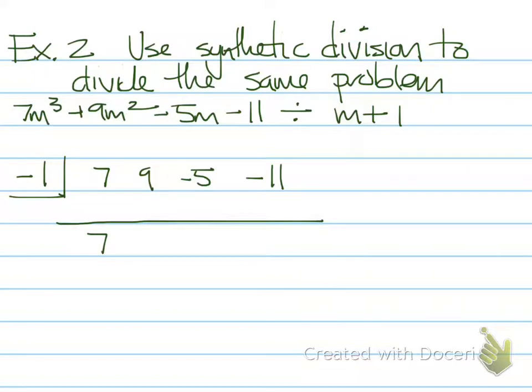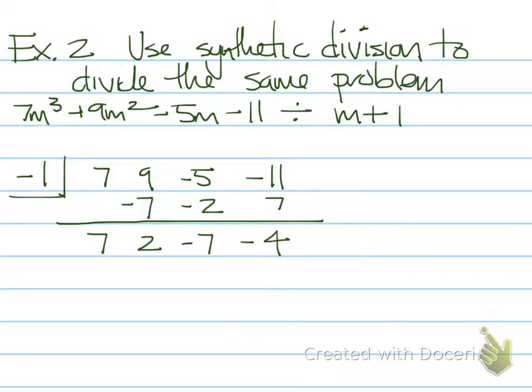Negative 1 times 7 is negative 7. So we add that to the next coefficient. 9 minus 7 is 2. And then multiply negative 1 times 2 to get negative 2. Add those two. Negative 5 and negative 2 is negative 7. And then multiply negative 1 times negative 7 to get 7. Add those, and you get negative 4.